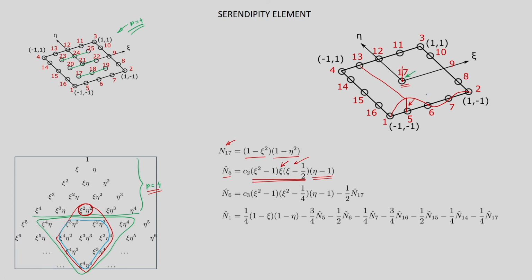But if we look at N6, N6 is 1 at node 6 and it varies with degree 4 like this, and it is 1 here, and it is linearly varying with eta like this. But as you can see, N6 is not 0 at node 17. So it is violating the Kronecker delta property. So in order to ensure that, we have to subtract some amount of N17 from N6. So, how do we do that?